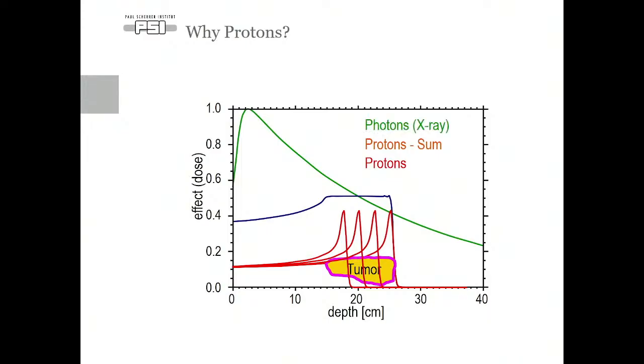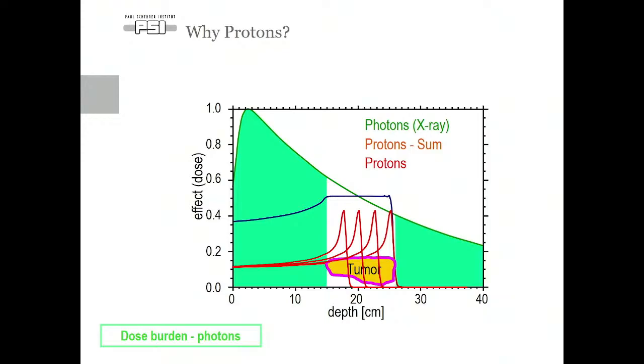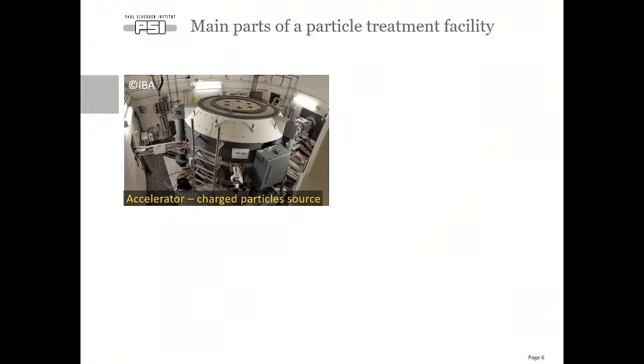And photons have a completely different behavior. They have most of the effect close to the surface. In the region of the tumor, it's about the same, but what you have to compare are these surfaces. What is the dose outside the tumor? This is the dose that you do not want. In case of photons, and in case of protons, it's not zero, but it's much less. And this is the reason why we use protons for radiotherapy.